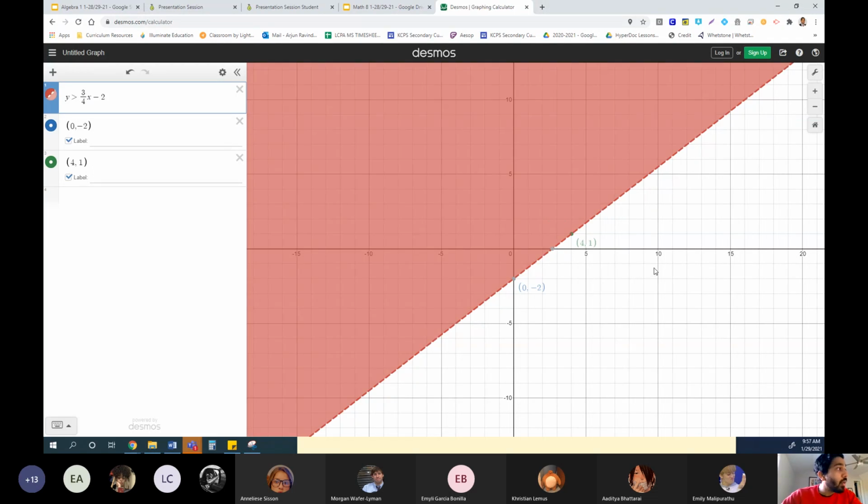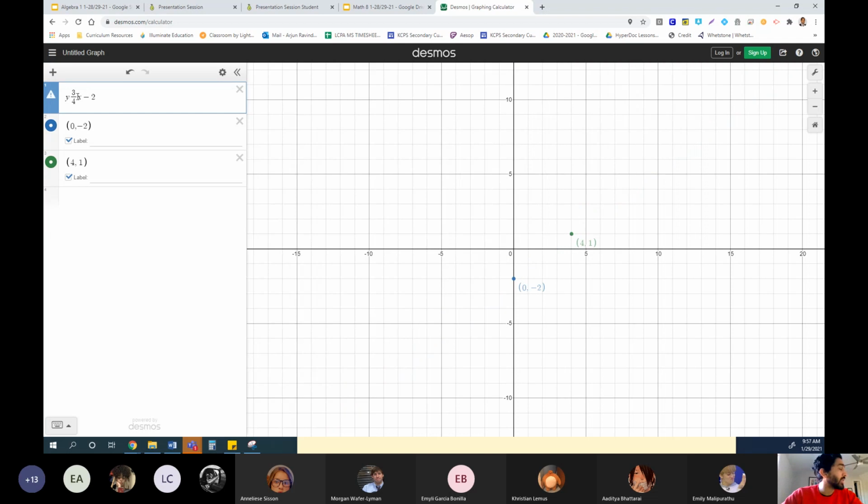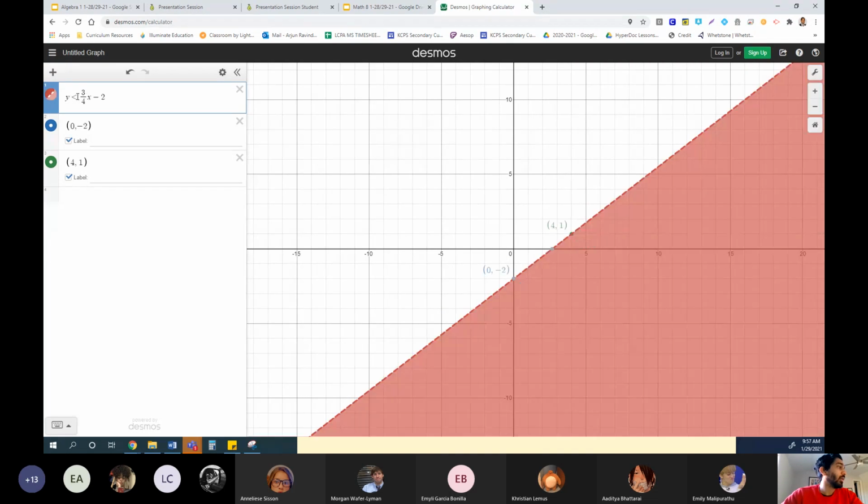So now there's shading involved. It's greater than. So where is it shaded? Above the line or below the line? Above. Exactly correct. Now, what if we make it less than? Where's it going to be shaded, Tyron? Below. Now let's make it equal to or not equal to.